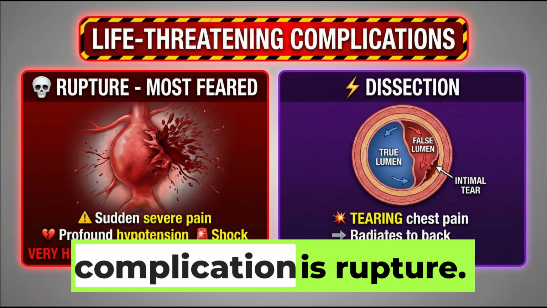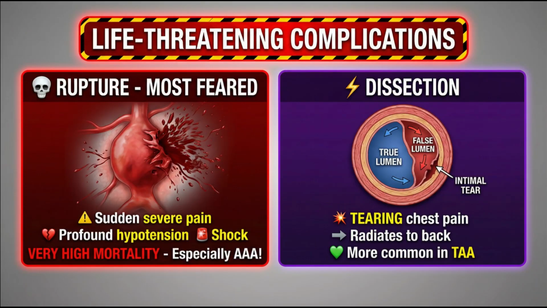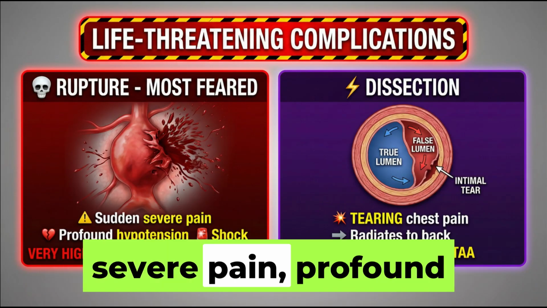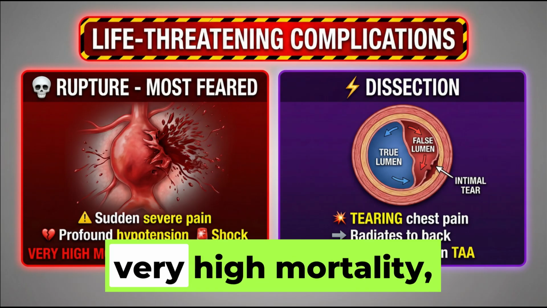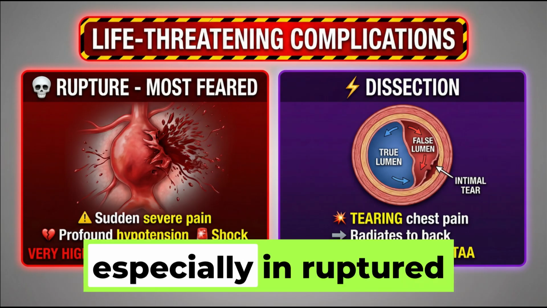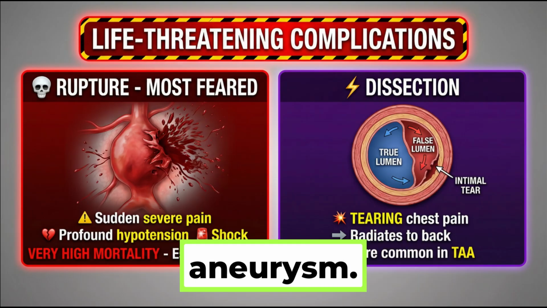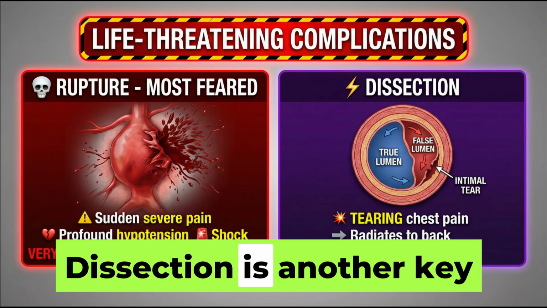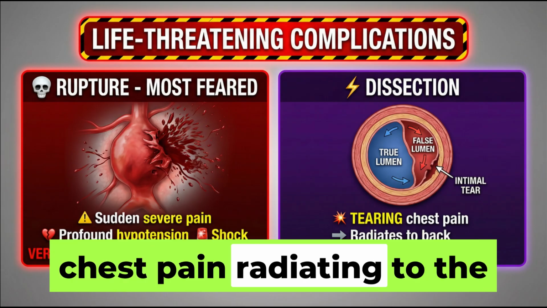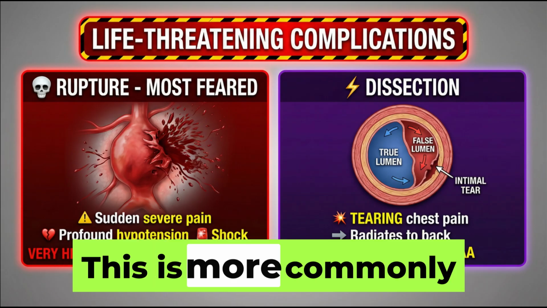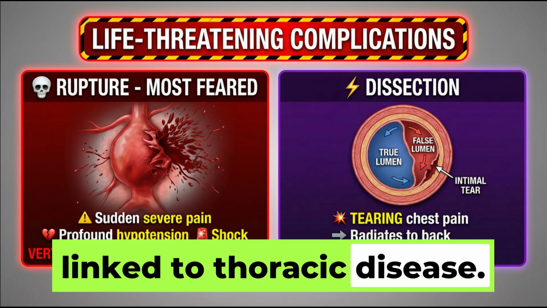The most feared complication is rupture. This presents with sudden, severe pain, profound hypotension, and shock, and it carries a very high mortality, especially in ruptured abdominal aortic aneurysm. Dissection is another key complication and presents with tearing chest pain radiating to the back. This is more commonly linked to thoracic disease.